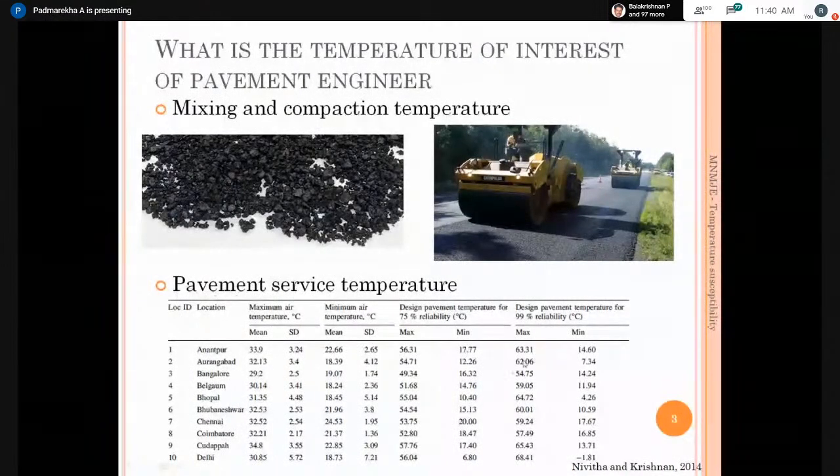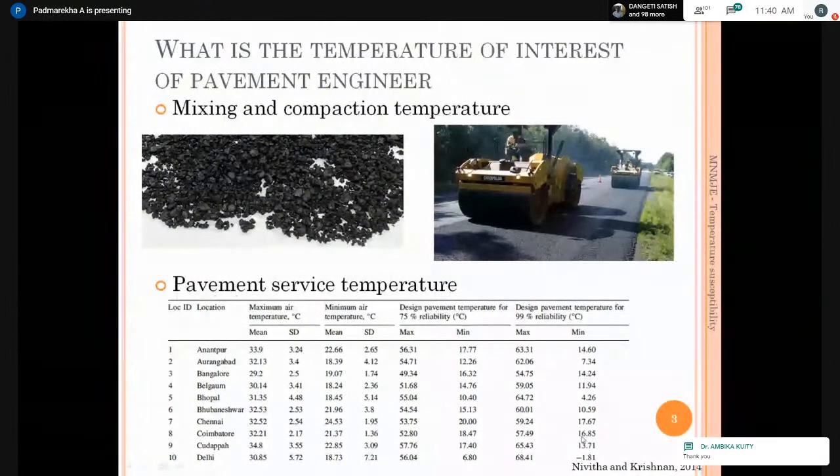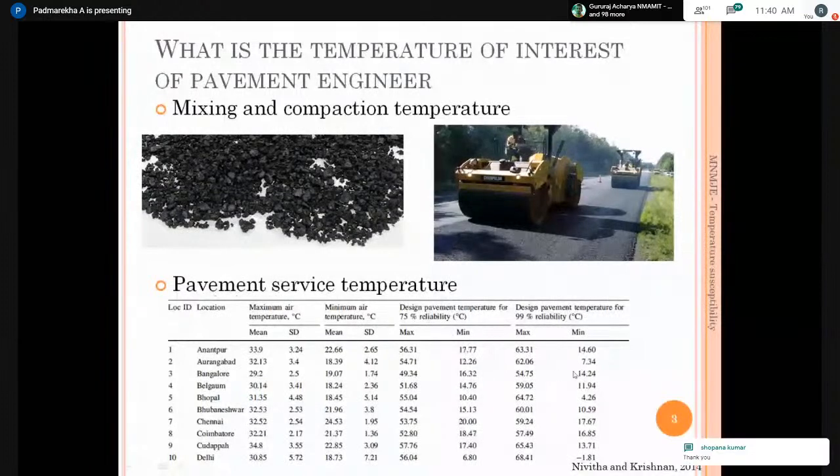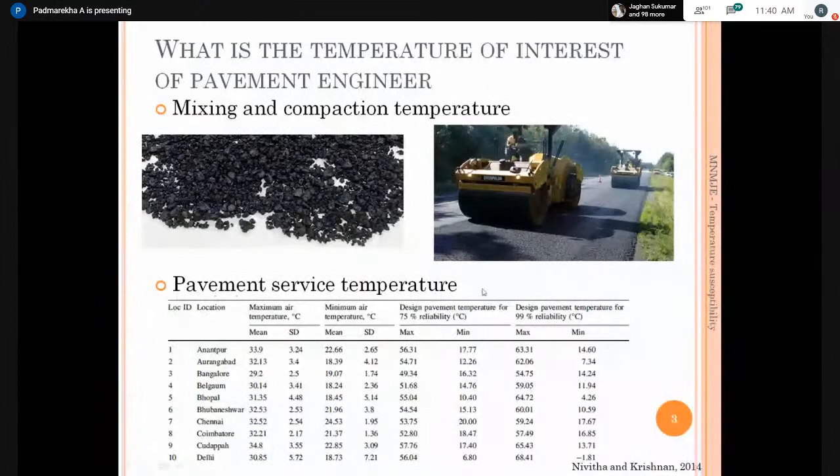Thank you. So the maximum pavement temperature varies in the range of 50 to 60 degrees Celsius, and the minimum pavement temperature goes as low as minus 1 degree, nearing minus 2 degrees Celsius. This is again at different locations, with different geographical conditions. So the maximum and minimum temperatures may vary from minus 2 to maybe as high as 63 or 68 degrees Celsius. So during pavement service conditions, we may take the pavement temperature as low as minus 10 degrees Celsius and as high as 70 degrees Celsius.